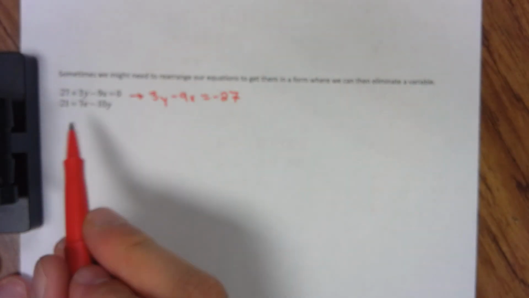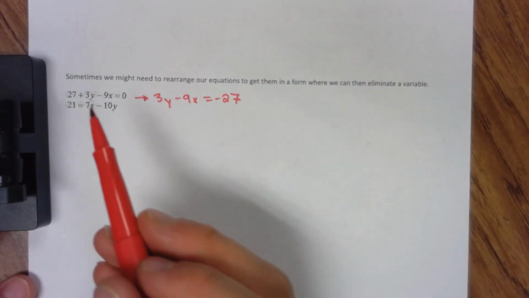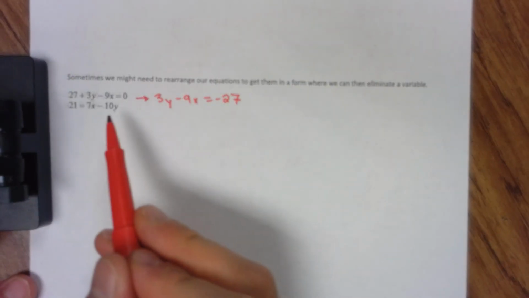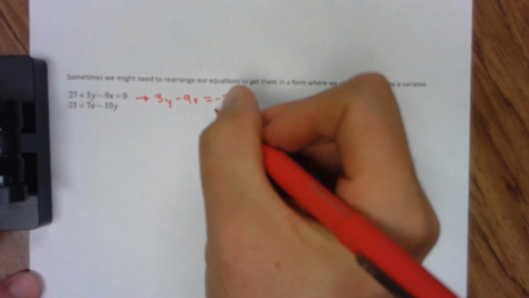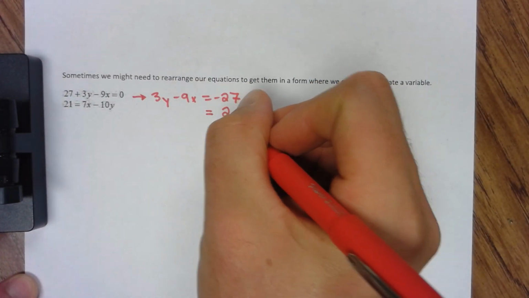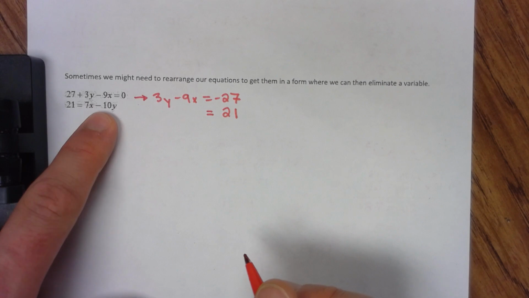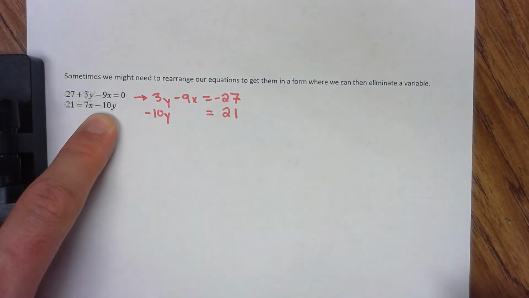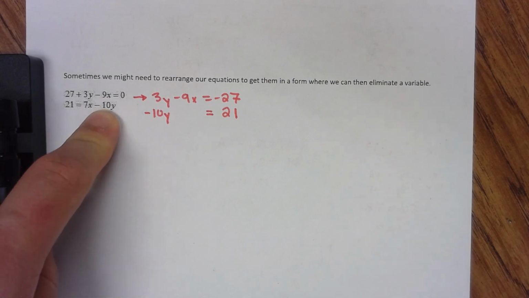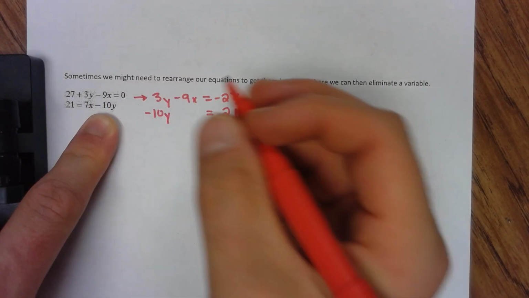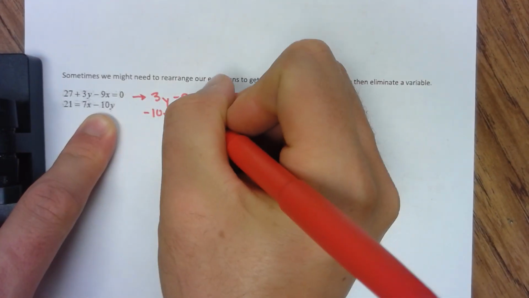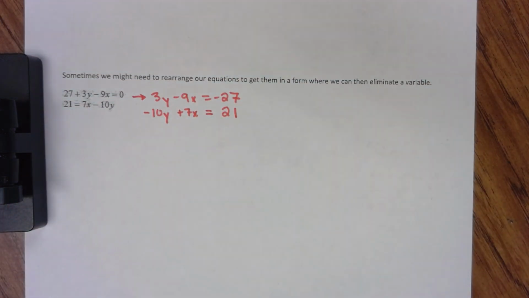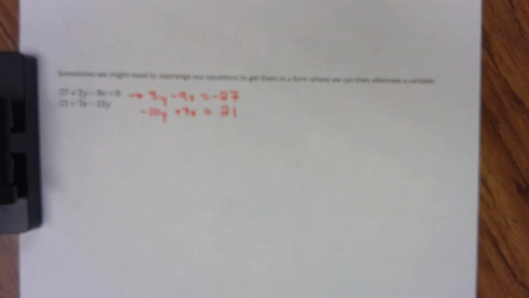And then the bottom equation, all I'm going to do with that is just essentially flip it, put my x underneath the x and the y's underneath the y's. So the bottom equation is equal to 21. We have a negative 10y. Be careful of that because a lot of students will forget about that negative. And then a positive 7x. And now our equations are in a place where you can start to use elimination and solve.